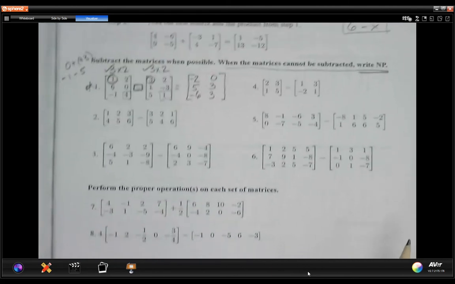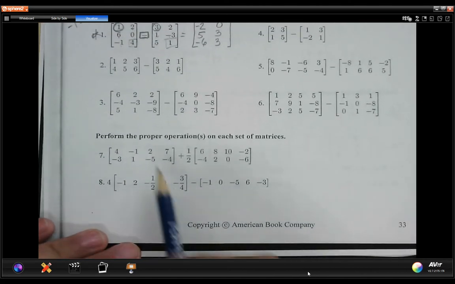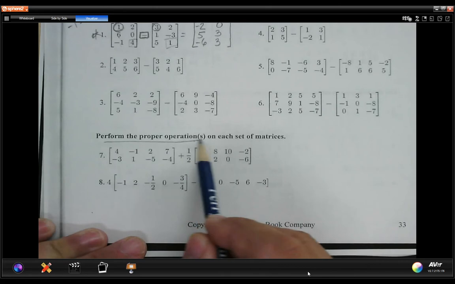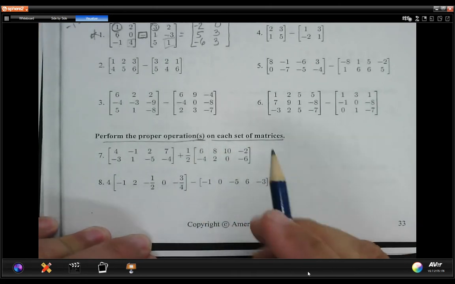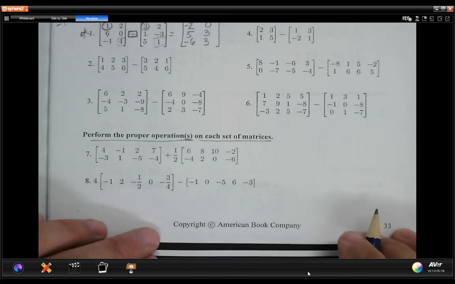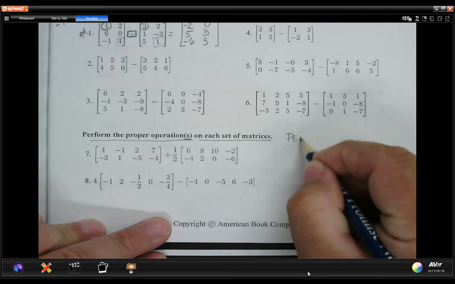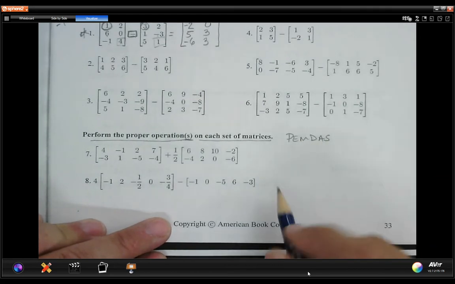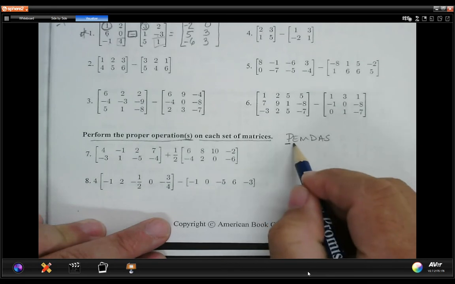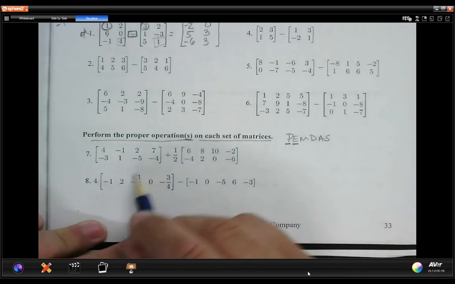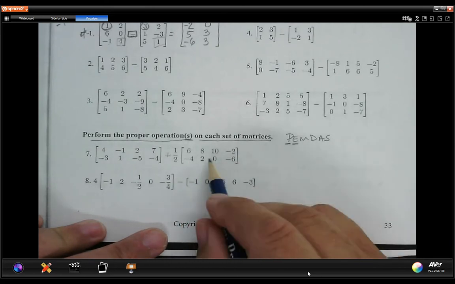All right. Now what I want you to really think about is right down here, number 7 and number 8. It says perform the proper operation or operations, notice that S right there, on each set of matrices. So what you need to think about here for these two problems is your order of operations. Please excuse my dear Aunt Sally, right? You're always going to start with parentheses if there are any. Then you're going to work with exponents, which in this case, I don't really see any of that. We see some matrices here, but no parentheses, no exponents.